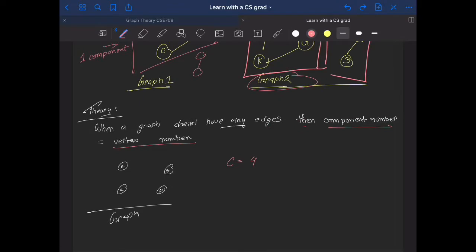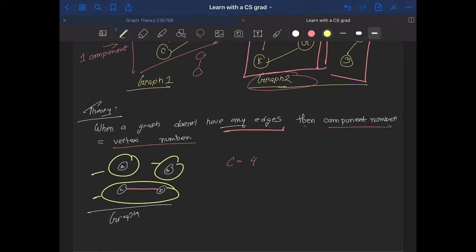However, let's say we connect C and D together. So let's read the theorem again. When a graph doesn't have any edges, so we do have edges, we have one edge. So when we have one edge, we then have how many components? So 1, 2 and 3, right? Because the whole graph isn't connected, and we can say these 3 things can be their own separate graphs or subgraphs. So we have 3 components now. So the count started at the number of vertices, but these 2 are connected, so it reduces by 1.